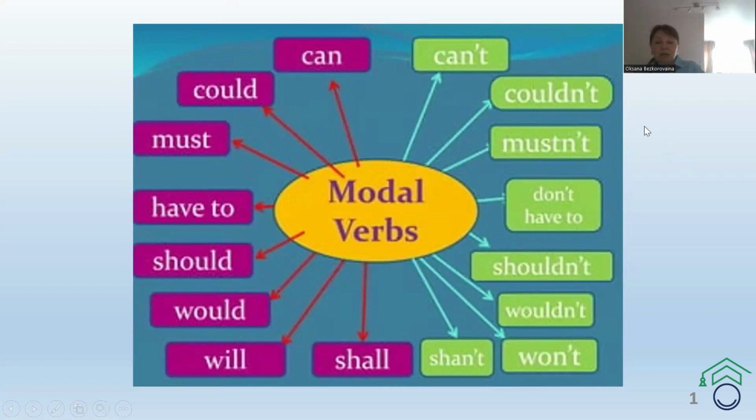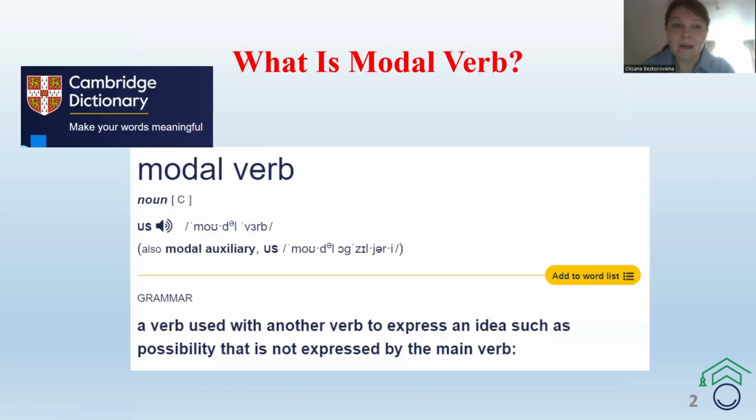Yes, you are right. Modal verbs are part of special larger category called auxiliary verbs, and they add additional meaning to main verbs. Yeah, modal verbs add additional meaning to main verbs. And according to the definition from Cambridge Dictionary, we can say that a modal verb is a verb used with another verb to express an idea such as possibility that is not expressed by the main verb.